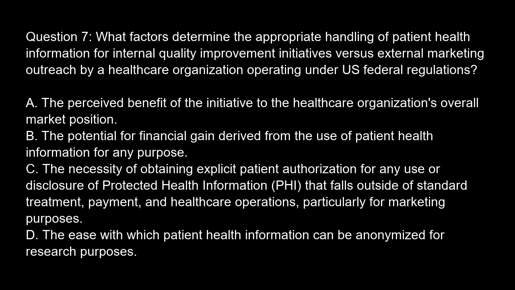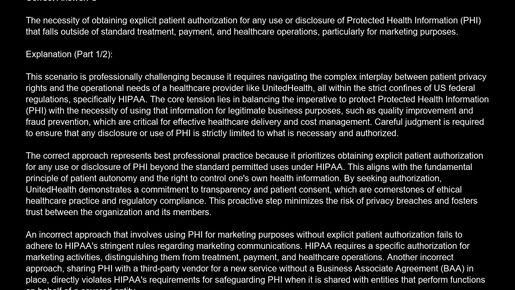Option C. The necessity of obtaining explicit patient authorization for any use or disclosure of protected health information, PHI, that falls outside of standard treatment, payment, and healthcare operations, particularly for marketing purposes. Option D. The ease with which patient health information can be anonymized for research purposes. Correct answer is C. The necessity of obtaining explicit patient authorization for any use or disclosure of protected health information, PHI, that falls outside of standard treatment, payment, and healthcare operations, particularly for marketing purposes.